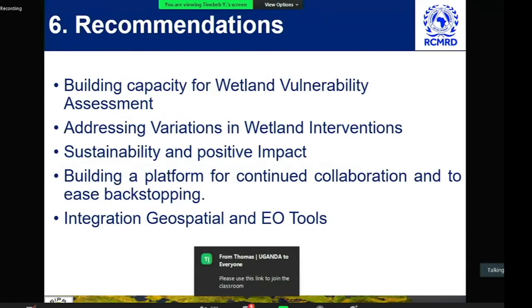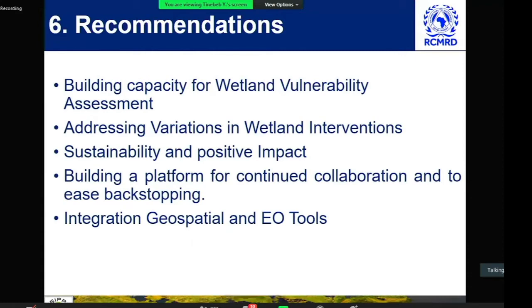So what are the recommendations that we came up with after doing all the stakeholder engagement and analysis? The first one is that building capacity for wetland vulnerability assessment is crucial. The second one, addressing variation in wetland interventions, is also a milestone in coming up with a recommendation for wetlands. And then sustainability and positive impact would also be integrated into the recommendation, which has a great influence on wetland intervention and wetland response strategies.